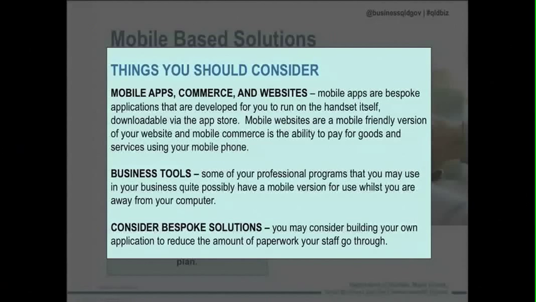So some things you might want to consider: the difference between mobile apps, mobile commerce, and websites. Mobile apps are applications that are developed to run on the handset or the device itself. So it's like, for instance, you install Microsoft Word on your computer. A mobile application is where you install a physical application onto your device itself. Mobile websites are a scaled back, responsive version of your website that looks and functions correctly on a mobile phone or a tablet device.